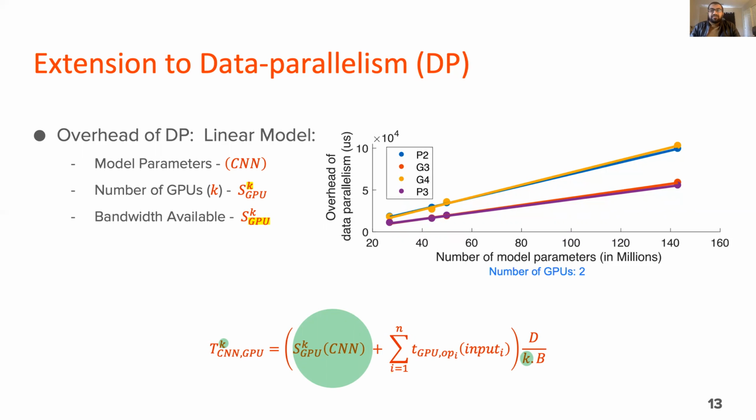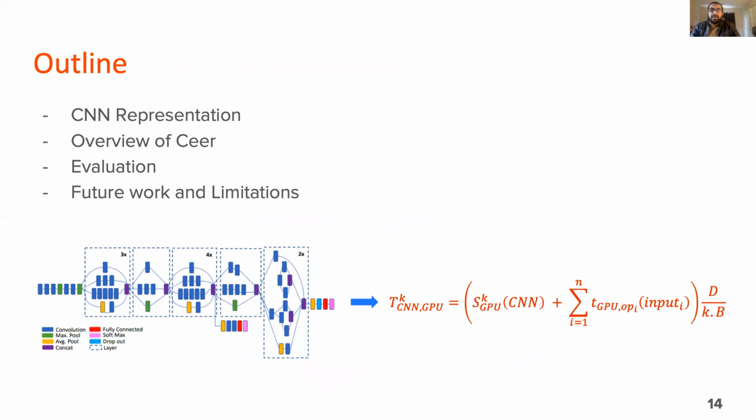Based on these factors, Ceer's new model has a new factor K, which is the number of GPUs, and another term highlighted in the equation is added to take into account the overhead of data parallelism. This new term is a function of model parameters, number of GPUs, as well as the bandwidth available across each pair of GPUs. This concludes our discussion about Ceer's design.